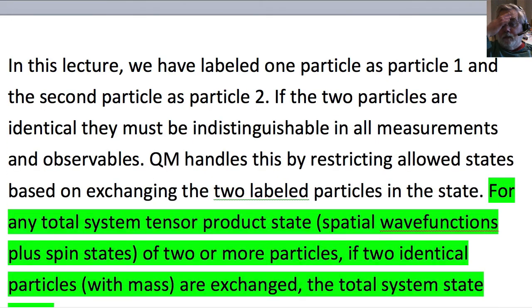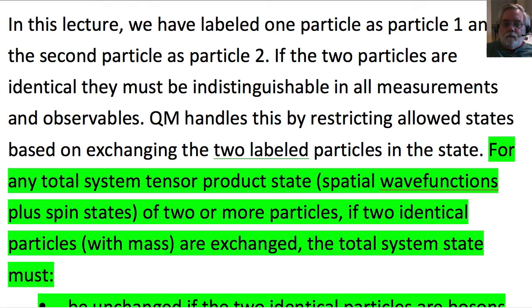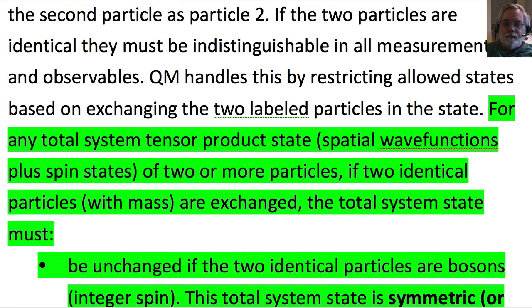In this lecture, we have labeled one particle as particle 1 and the second particle as particle 2. If the 2 particles are identical, they must be indistinguishable in all measurements and observables. Quantum mechanics handles this by restricting allowed states based on exchanging the 2 labeled particles in the state.